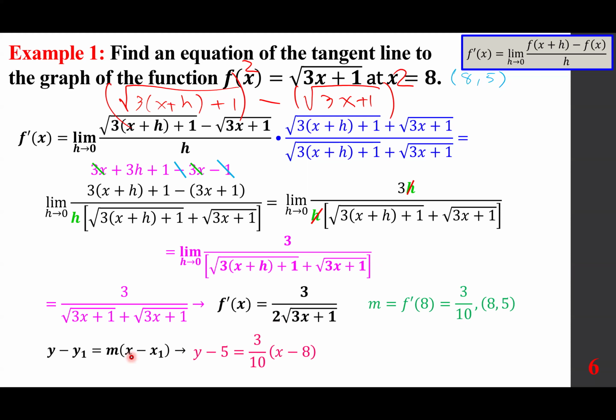Distribute. The right side becomes 3 over 10 times x. The product of these two is negative 24 over 10, which is negative 12 over 5. Negative 5 becomes positive 5, or 25 over 5 on the other side. They add up to 13 over 5. So y equals 3/10 of x plus 13 over 5. If you plug in this pair, it should work, which means this process has been right.